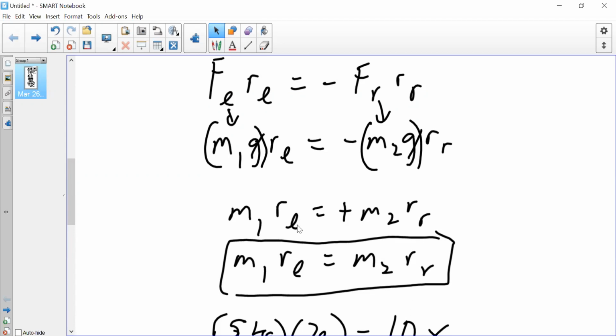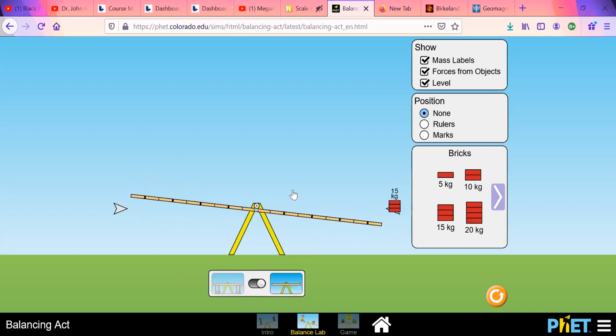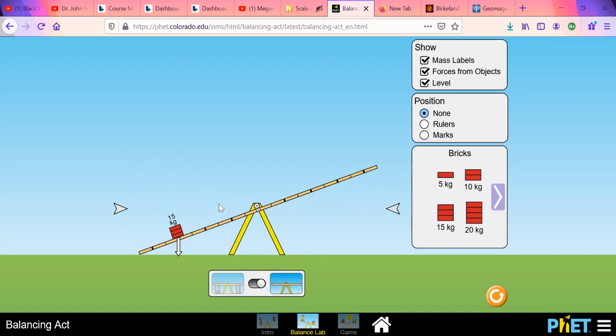So if we look back, if I took this guy off, and if the system was just under the influence of these two masses, what would happen is that this entire system would just continue to spin clockwise. And then vice versa, if I had this guy over here, the torque on the left-hand side would continue rotating the system counterclockwise. So counterclockwise torques are always positive, clockwise torques are always negative.